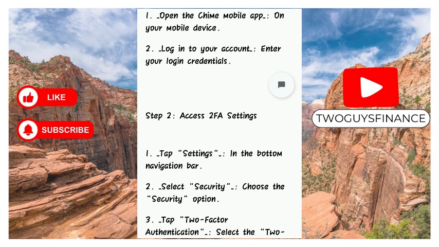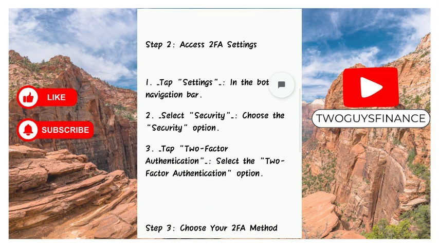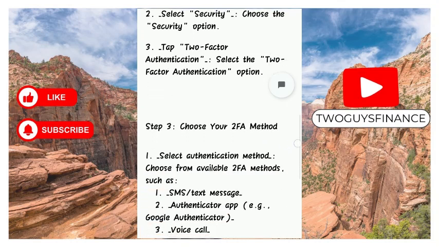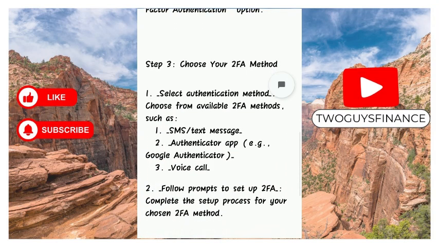Just tap settings in the bottom navigation bar and then choose the security option and then select the two-factor authentication options. Now step 3 is to choose your two-factor authentication method.